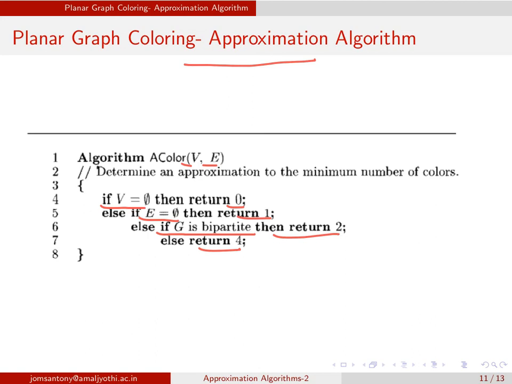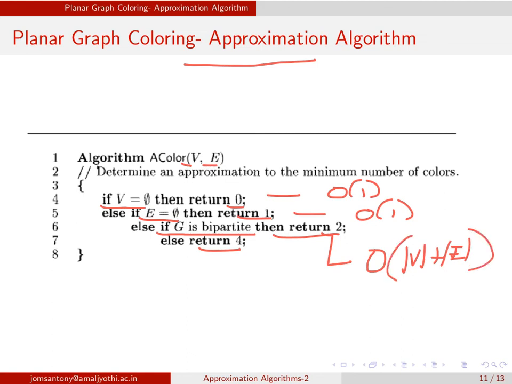Now, it is also important to analyze the complexity of this algorithm. To determine whether the vertex set is null, it takes only order one, and to determine whether the edge set is null, it also takes only order one complexity. Now, the important thing here is to determine whether the given graph is a bipartite graph. We already know that to determine whether a graph is bipartite takes an order of V plus E, where V is the number of vertices and E is the number of edges. Otherwise, you are going to just return 4. So this also takes order of 1. So in total, the time complexity of this algorithm is going to be order of V plus E.